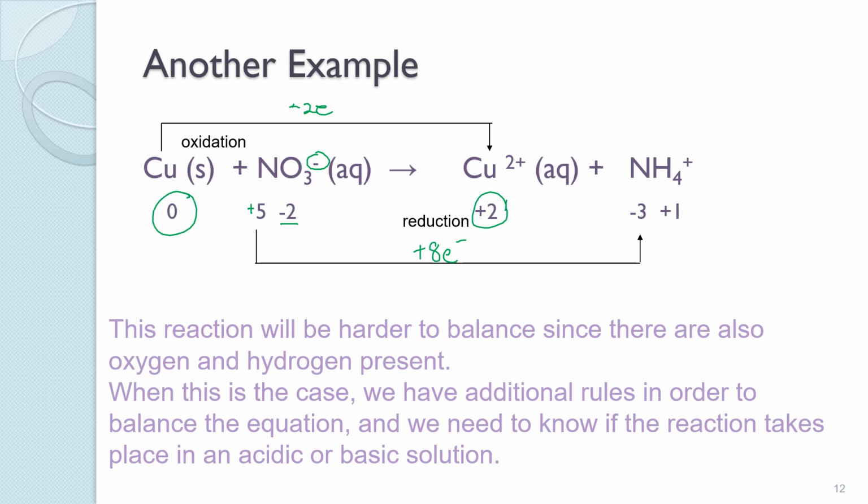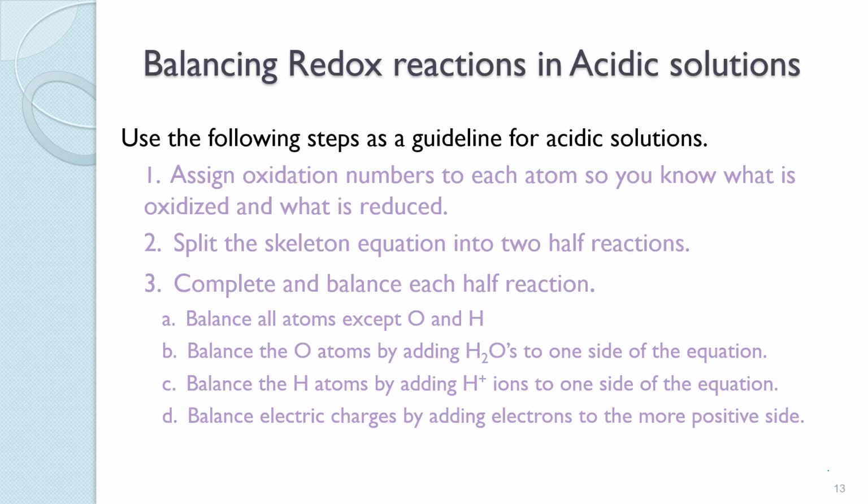So let's take this, and what we need to do is split them into half reactions. And then we're going to add some other compounds to it. What you have to know is whether the reaction takes place in an acidic or basic solution. We're going to start with acidic solutions because those are the easiest. So here's the guideline that you should follow for balancing redox reactions. Number 1, like we just did, was to assign oxidation numbers to see what's being oxidized and what's being reduced.